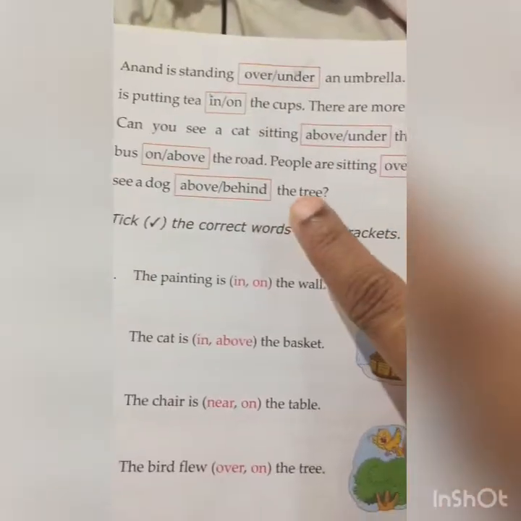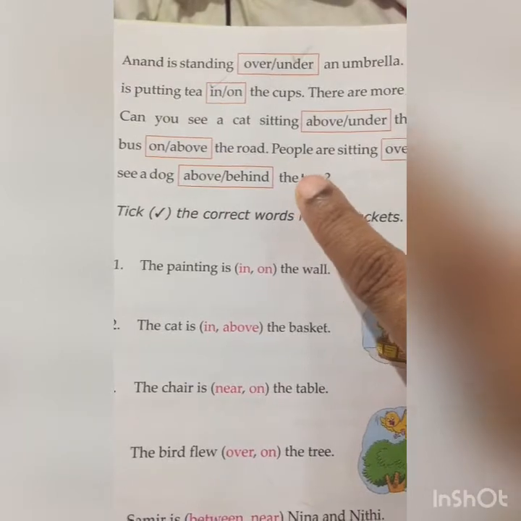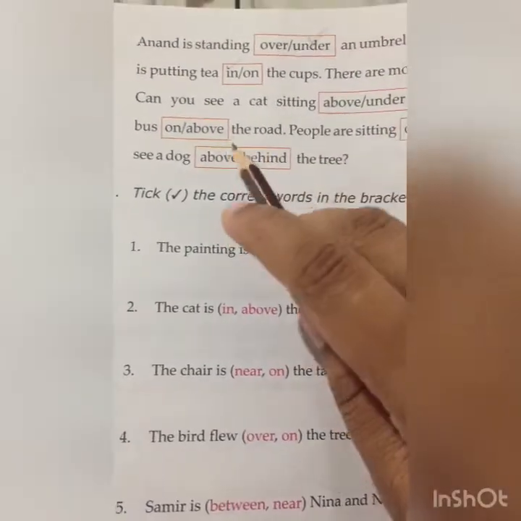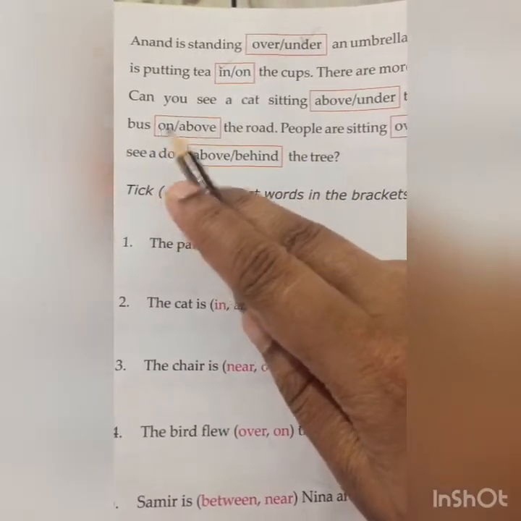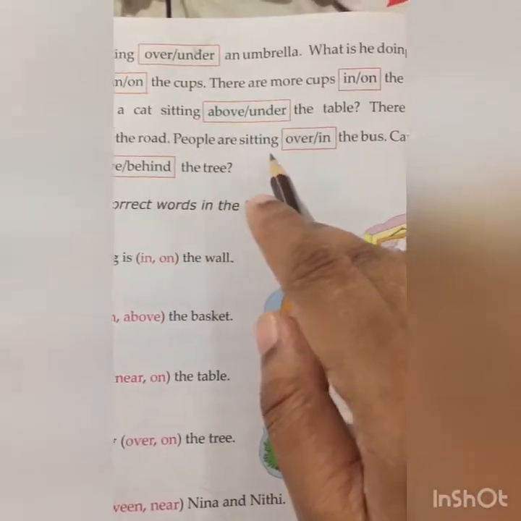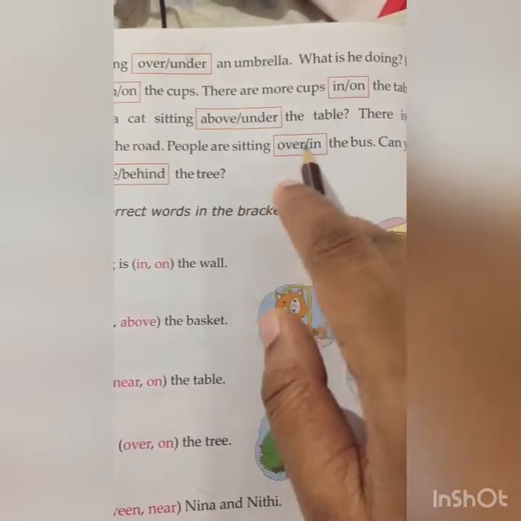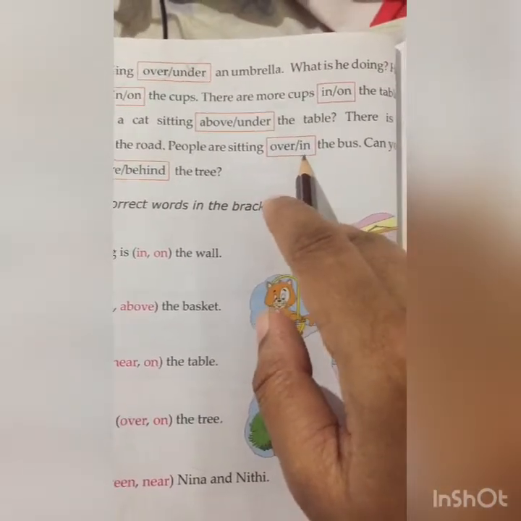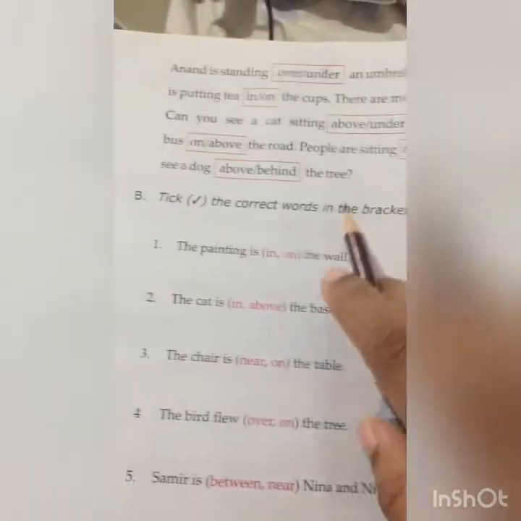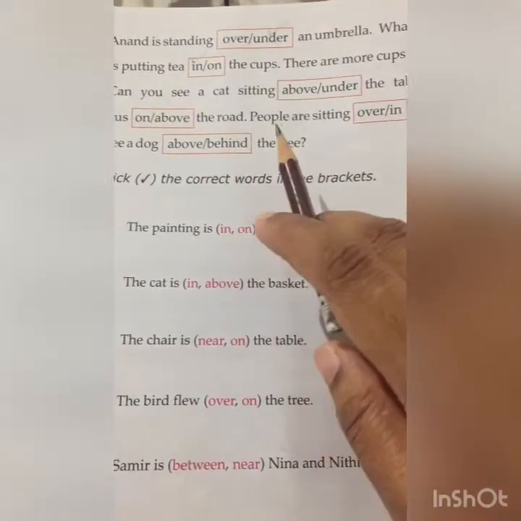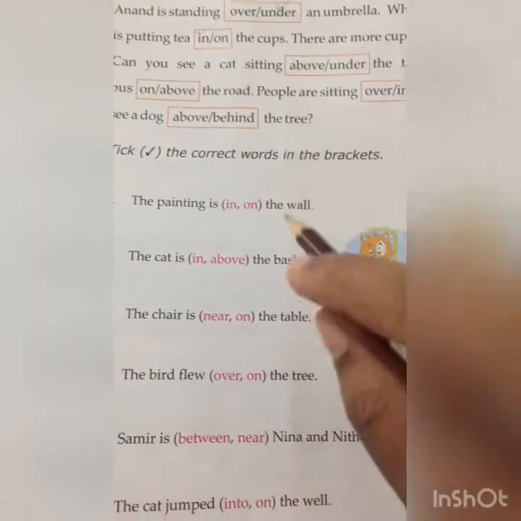There is a bus on or above the road. You have to mark which preposition we use, on or above. People are sitting over or in the bus. You have to mark which preposition we use. Can you see a dog above or behind the tree? You have to mark which preposition we use here, okay?